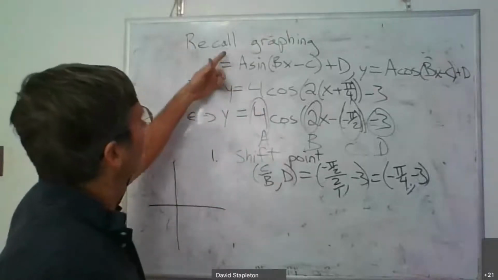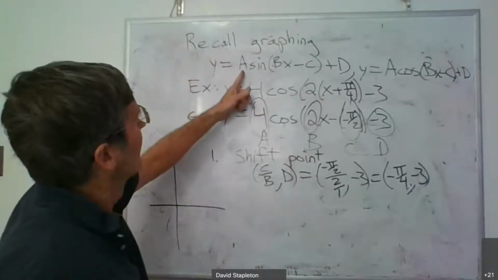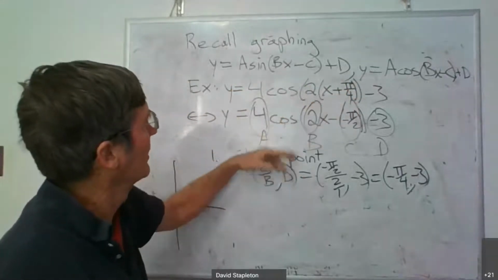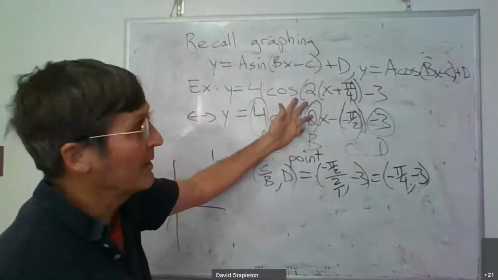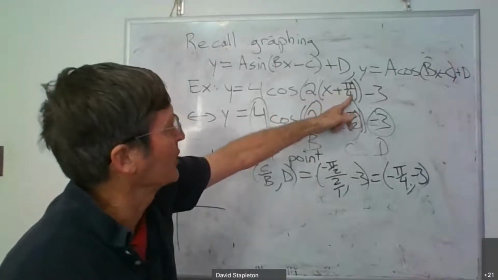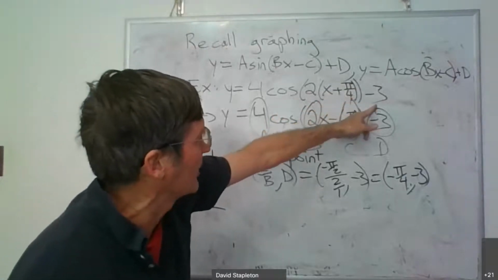Right there. Here's a review problem for graphs of this sort. They sometimes come in this form. When they are, you can immediately read off the shifts. It's whatever is subtracted here, minus pi over 4, and whatever is added over here, minus 3.